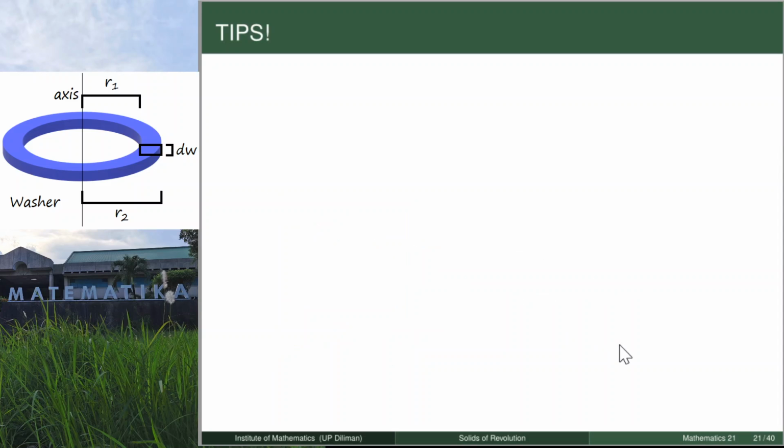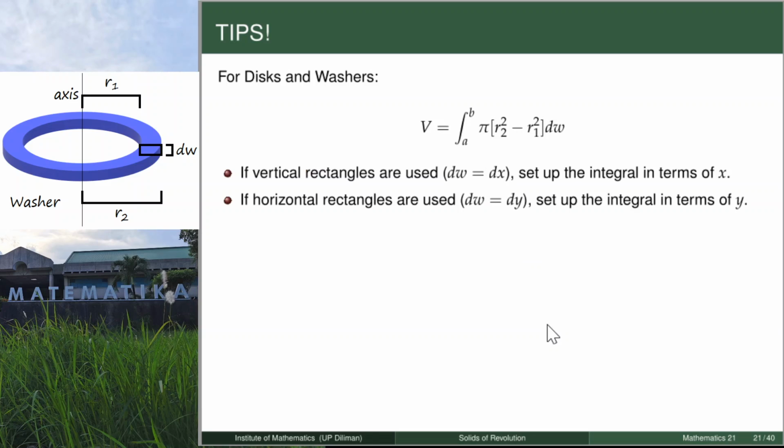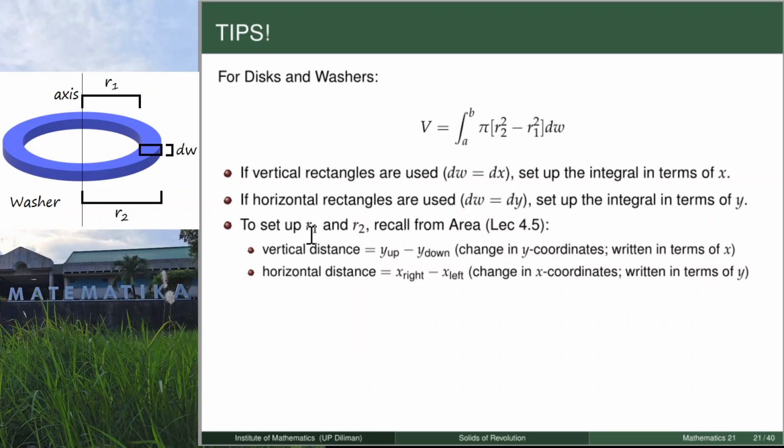Okay? Okay. So some tips to summarize discs and washers. Just remember this formula. And then if vertical rectangles are used, use the variable x. If horizontal rectangles, then use the variable y to set up R1 and R2. If vertical rectangle, then use vertical distance. Horizontal rectangle, use horizontal distance. We've already covered that before. And make sure that your radius is measured from the axis, okay, whether the outer or inner radius.